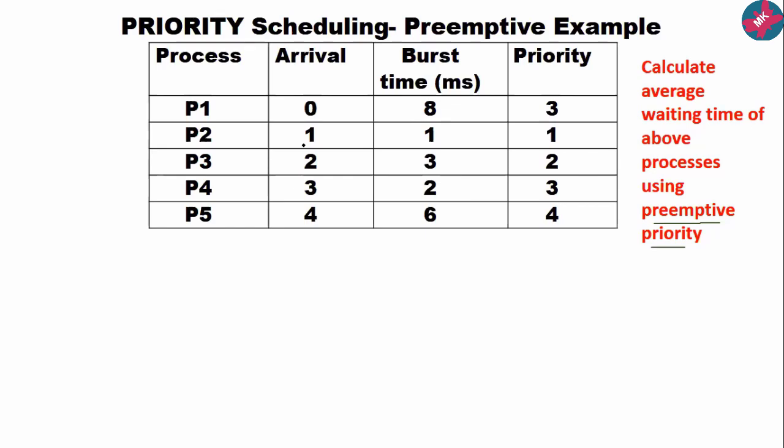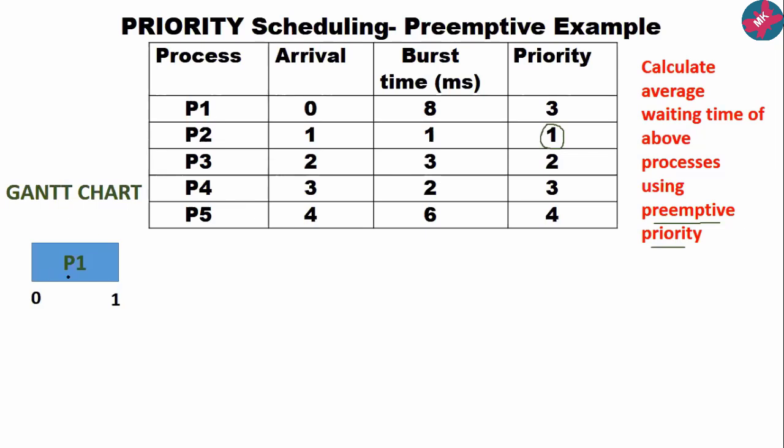So how do we actually draw the Gantt chart for this particular problem? Now, if I am saying that first P2 should be executed because its priority is 1, the issue here is that at 0 millisecond, only P1 is there. So, even though its priority is 3, still first P1 will be executed for 1 millisecond. So my Gantt chart will start with P1 from 0 to 1 millisecond.